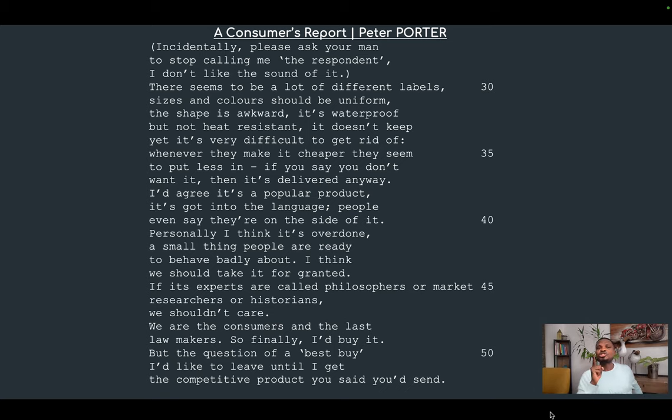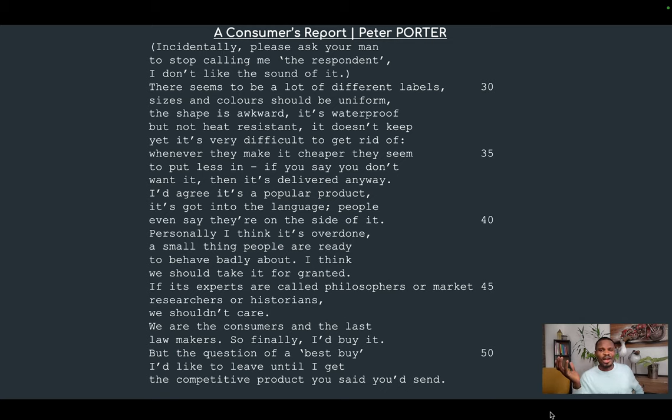Incidentally, please ask your man to stop calling me the respondent. I don't like the sound of it. There seems to be a lot of different labels. Sizes and colors should be uniform. The shape is awkward. It's waterproof, but not heat resistant. It doesn't keep, yet it's very difficult to get rid of. Whenever they make it cheaper, they seem to put less in. If you say you don't want it, then it's delivered anyway. I'd agree it's a popular product.